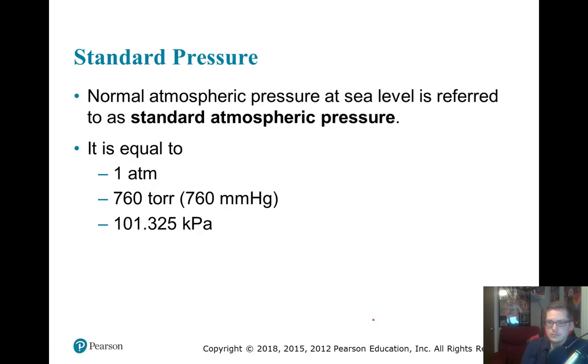All right, last little bit here. Standard pressure is defined as normal atmospheric pressure at sea level. This is defined as standard atmospheric pressure, and these are what it's equal to. These numbers should look very familiar because they're the same as the ratios that we just gave you a second ago. And that's it for the first little bit of gases.